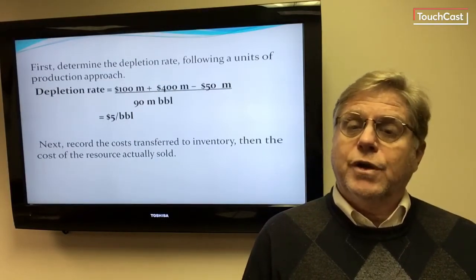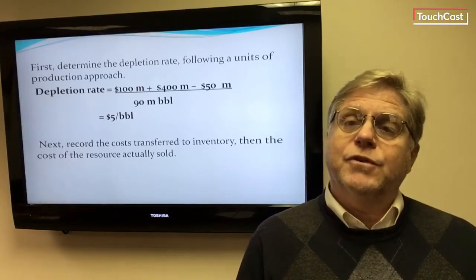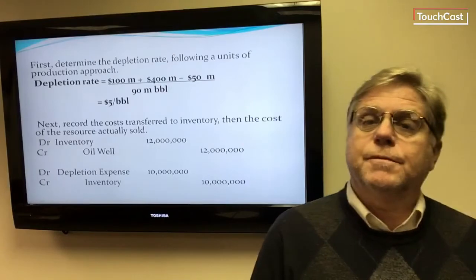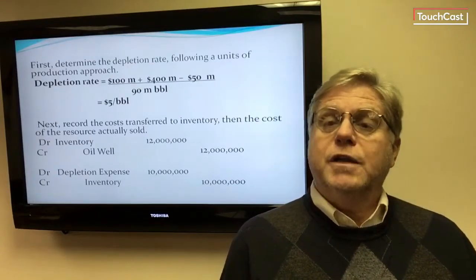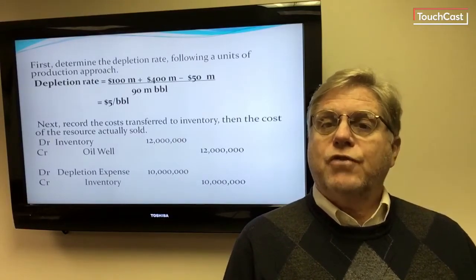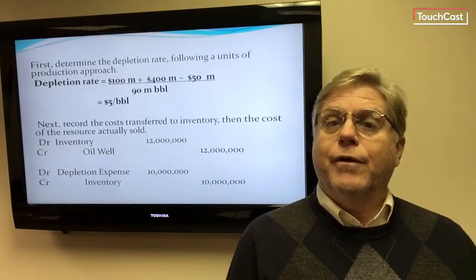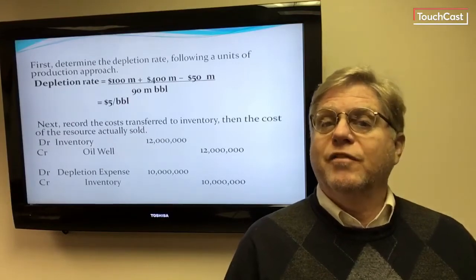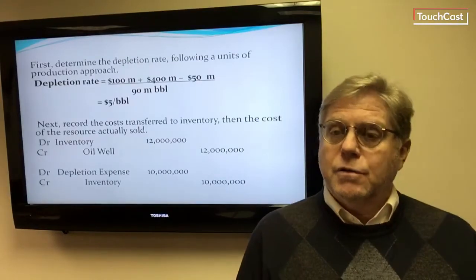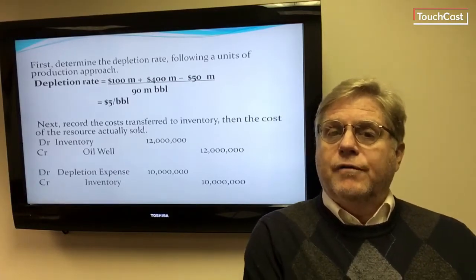Well, next we need to record the cost transferred to inventory, and that's what we've got to be careful about. We don't have an expense until we actually, in this case, sell that inventory. Then we can figure the actual cost of the depletion. So first of all, we determine the depletion rate, as we've done, and now record the cost transferred to inventory. Well, if we actually extracted 2.4 million barrels of oil times the $5 per barrel, then we transferred to inventory $12 million. We reduce the oil well by $12 million. That's what represents the depletion, what we've extracted from this oil well.